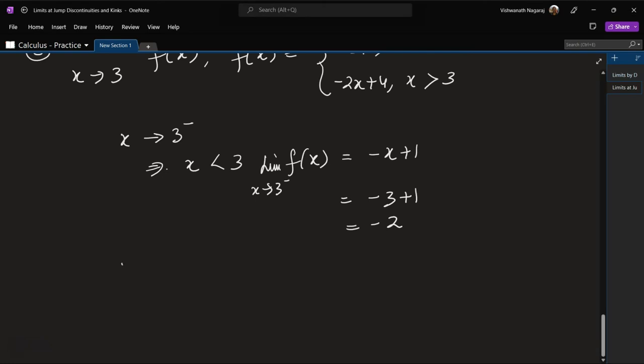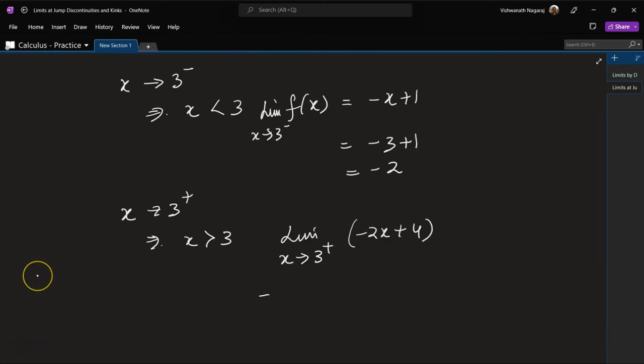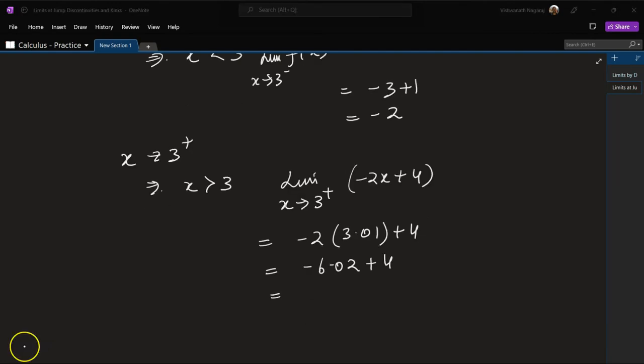Now let's look at it from the other side. So as x approaches 3 from the positive side implies that x is greater than 3. And since it is greater than 3, the function we will be using is minus 2x plus 4. So let's take a value which is greater than 3, but very close to it. So minus 2 times 3.01 plus 4, which gives us minus 6.02 plus 4, which is equal to minus 2.02.